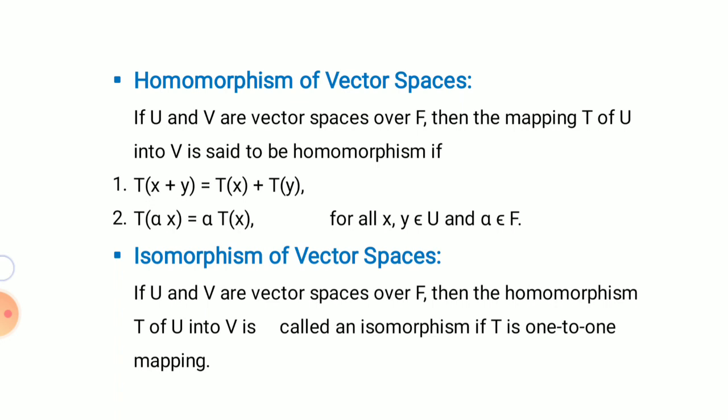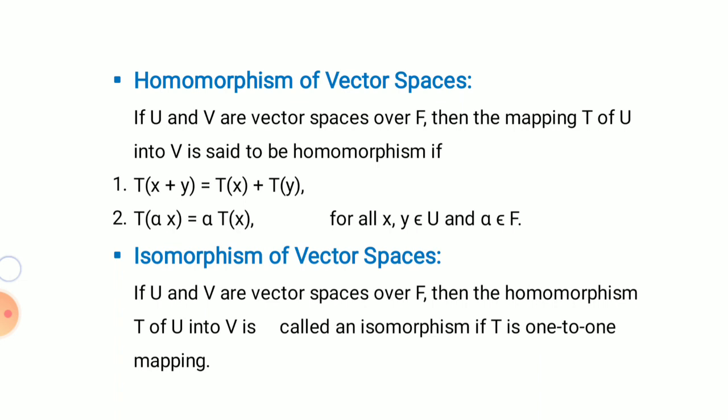Give the attention. Then the homomorphism T of U into V is called an isomorphism if T is a one-to-one mapping. How many conditions are there? As we have taken T is a homomorphism, that means already these two conditions are satisfied by the mapping T. And the third condition is T is one-to-one mapping. That means one-to-one homomorphism is called an isomorphism.